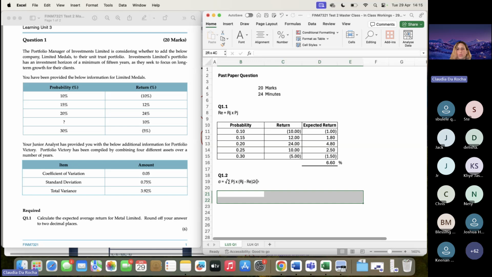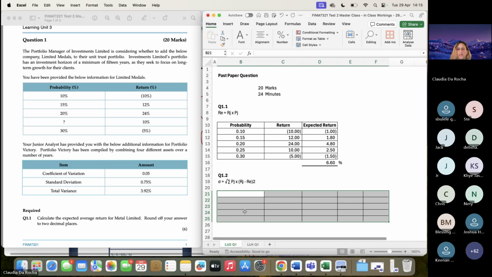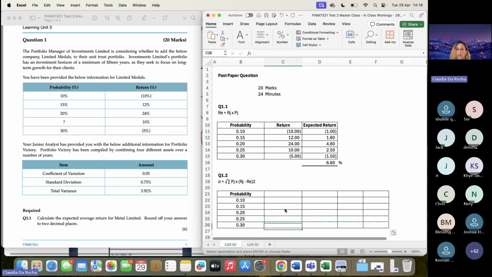Okay, so you choose what you would like. We're going to have our probability in the first column, so I'm just going to copy paste that down. You would obviously write that all out in your paper. The next thing we're going to have is our RJ minus RE. Okay, this is our PJ, or our probability.